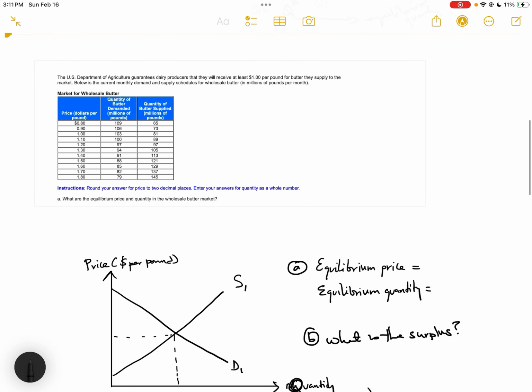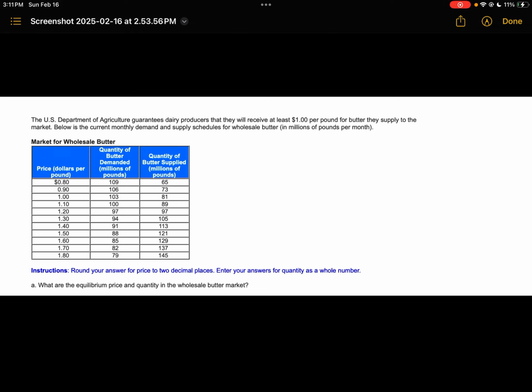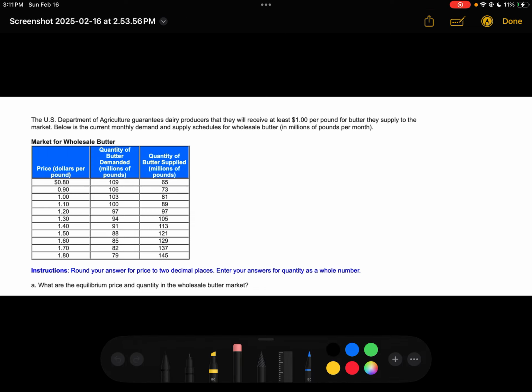Now, I did some work to get us started and make this go quickly so the video is not too long. Let's look at the question. The USDA guarantees dairy producers that they will receive at least $1 per pound of butter they supply to the market. So below we have the current monthly demand and supply.